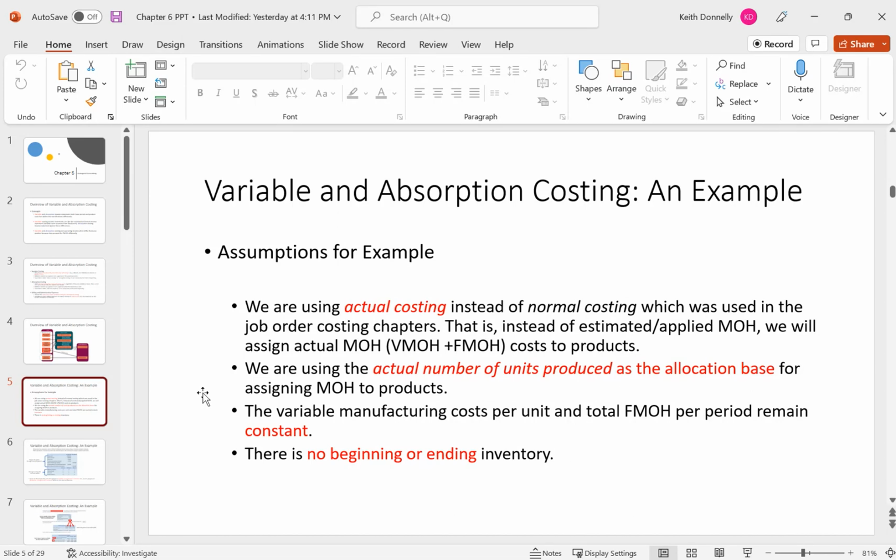What that means is that instead of looking at our estimated total manufacturing overhead and then applying it by virtue of that predetermined overhead rate, we're going to just assume that we actually know our manufacturing overhead, both our variable manufacturing overhead and our fixed manufacturing overhead. For purposes of this example, just assume we know actually what it was. Likewise, we're going to be using the actual number of units produced as our allocation base for assigning any manufacturing overhead. We're also going to assume that the variable manufacturing costs per unit and our total fixed manufacturing overhead are going to remain constant. And let's just say there's no beginning or ending inventory.